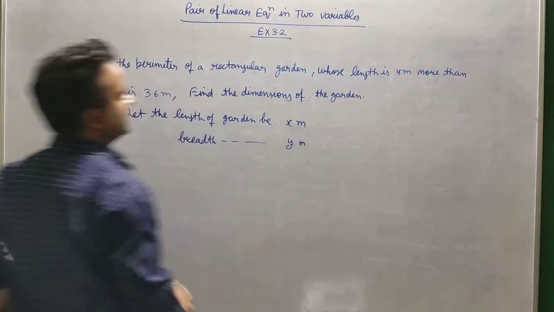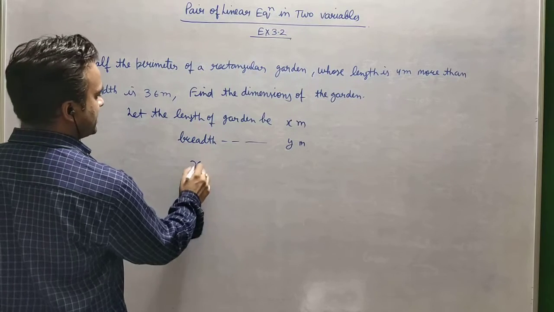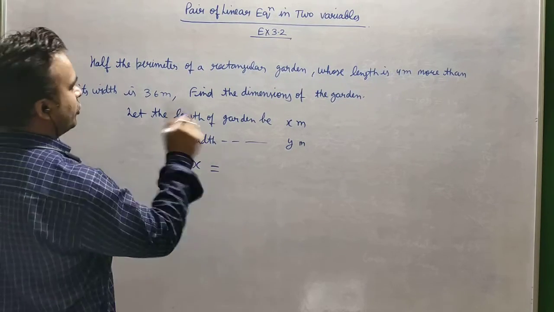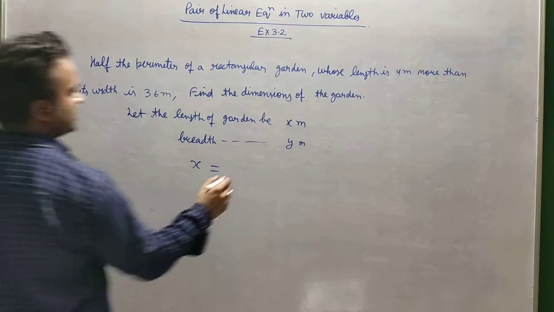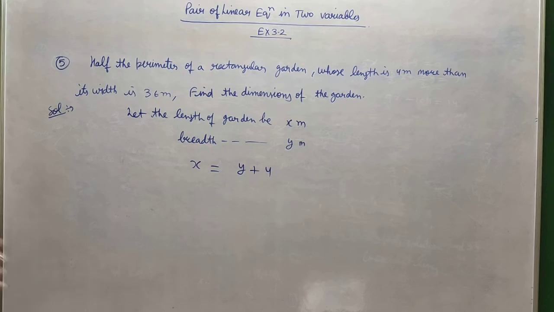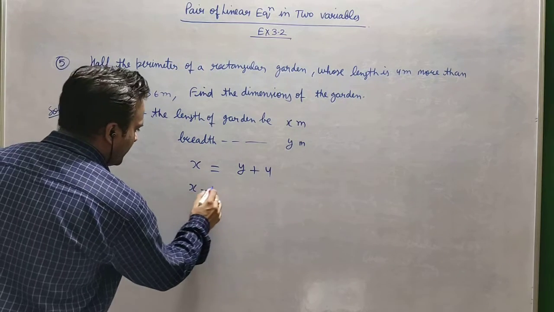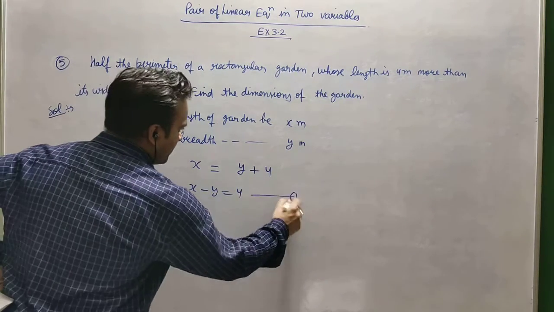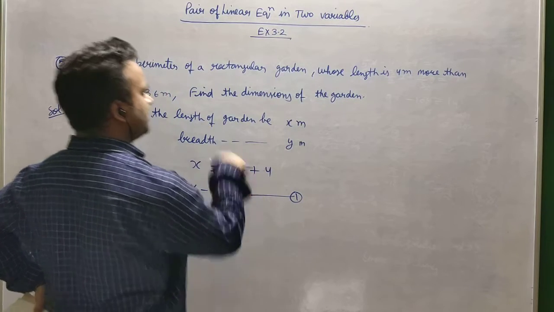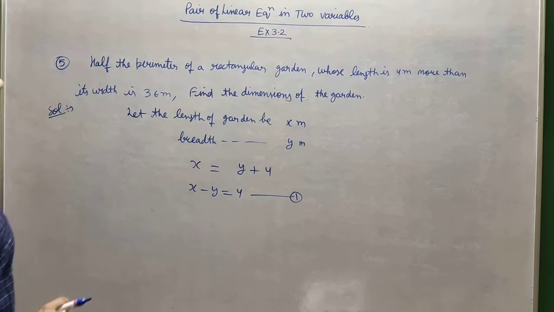So half of the perimeter of a garden whose length is, so first of all we will complete this relation. What is length? X is 4 meter more than its width. 4 meter more than its width. Right? So what we will write here? Because length is 4 meter more than its width, means 4 meter more than its width. So we will write this equation.